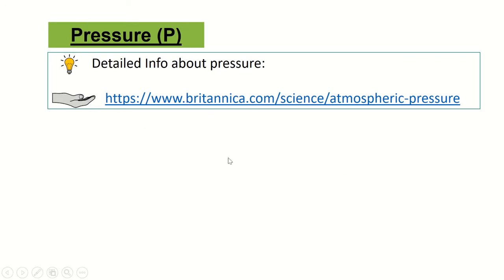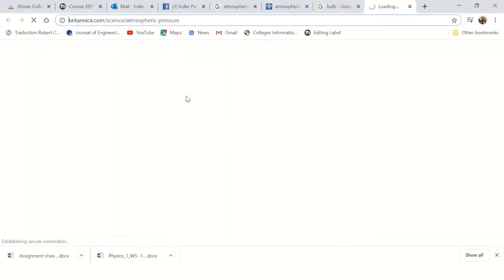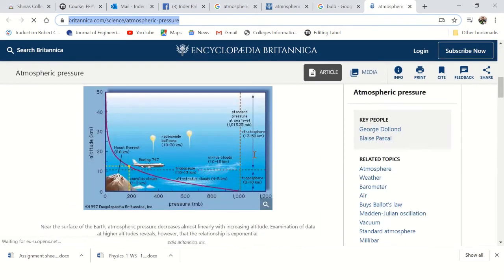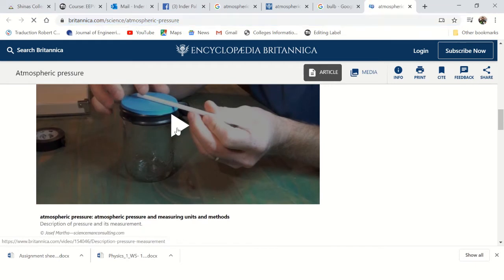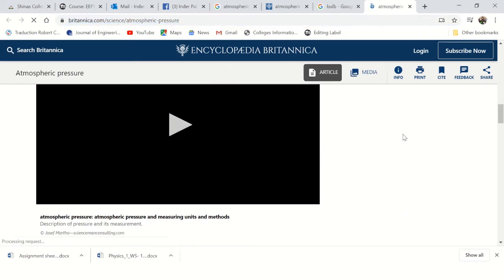So some detailed information you can find in this link. The link is given here. So when we are clicking on this, this information we can find here about the pressure.